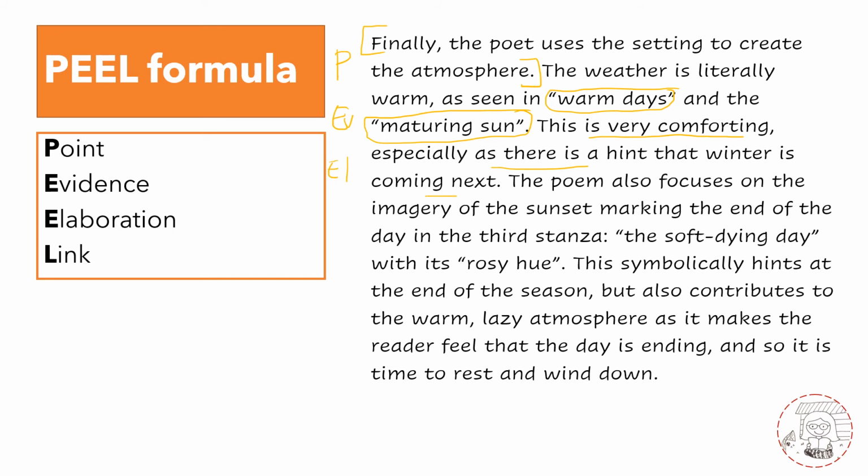That's my elaboration. The poem also focuses on the imagery of the sunset, marking the end of the day in the third stanza, the soft dying day with its rosy hue. That is my evidence. This symbolically hints at the end of the season, but it also contributes to the warm, lazy atmosphere, as it makes the reader feel that the day is ending and so it's time to rest and wind down. So here again, I have made sure that I have a link to the question.